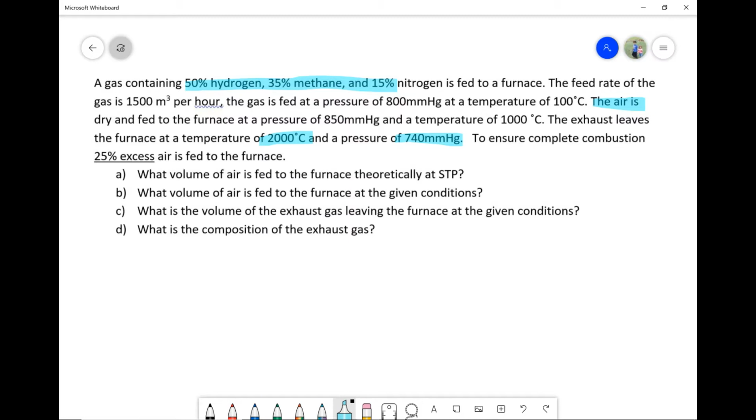There's some different conditions. And if you note, this question is pretty similar to one of the questions we went through in the last lecture. However, we're being asked to do a lot more with this problem, so these other conditions will be important in this problem. And so to ensure the complete combustion, 25% excess air is fed to the furnace.